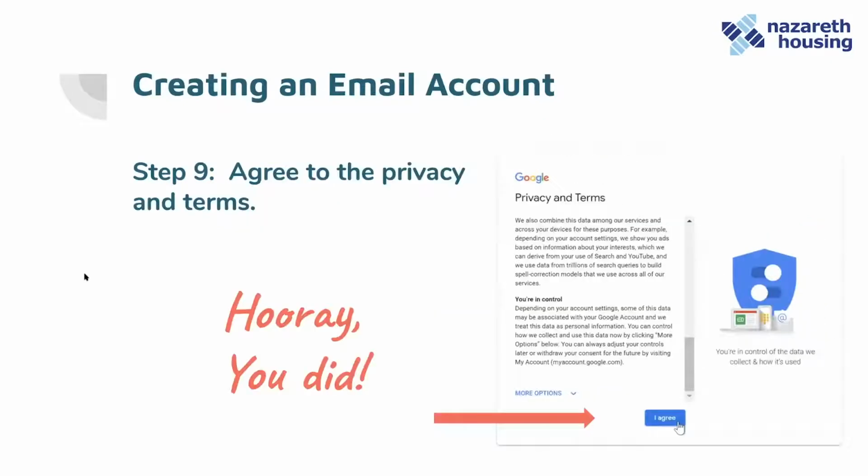That's it, Nick? Yes. So step number 9. Now we're almost done. We just have to agree to the privacy and terms, and that is it. You're done and you have your email account. It's very simple, super easy, 9 steps, and you got this, okay?